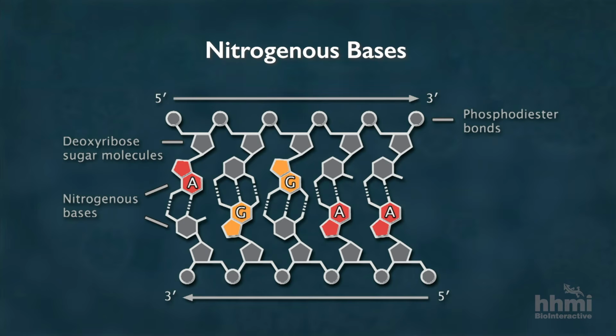DNA has 2 kinds of nitrogenous bases. The first kind are the purines, adenine and guanine. The second kind are the pyrimidines, thymine and cytosine.